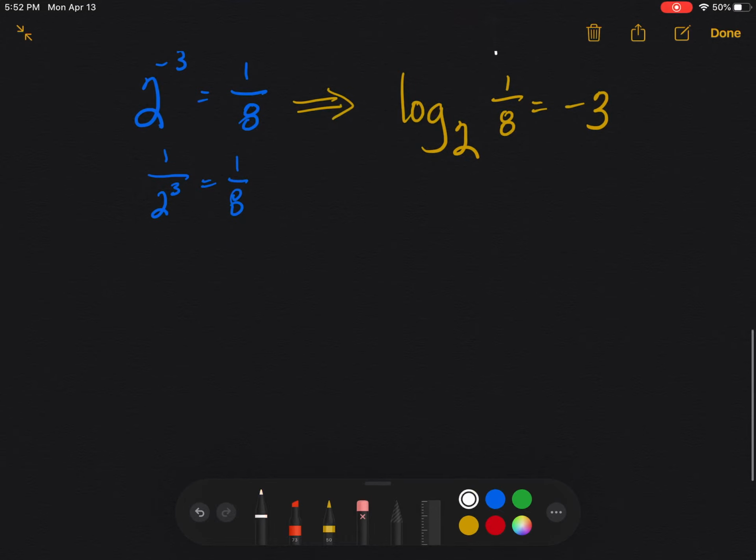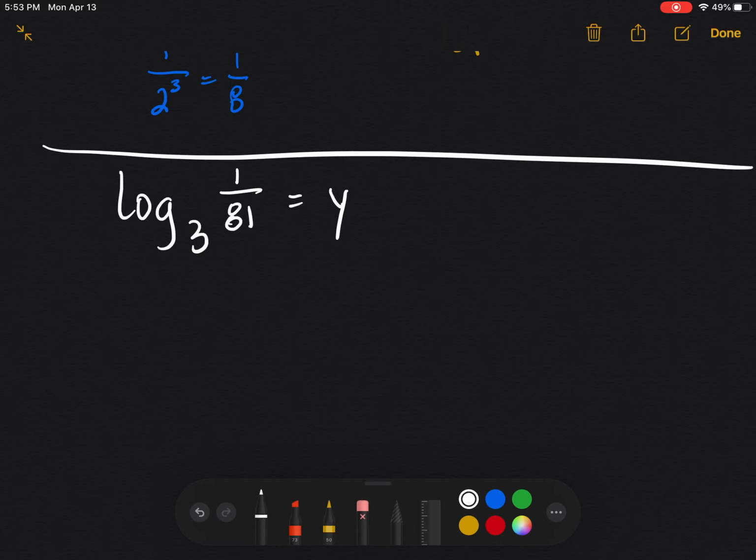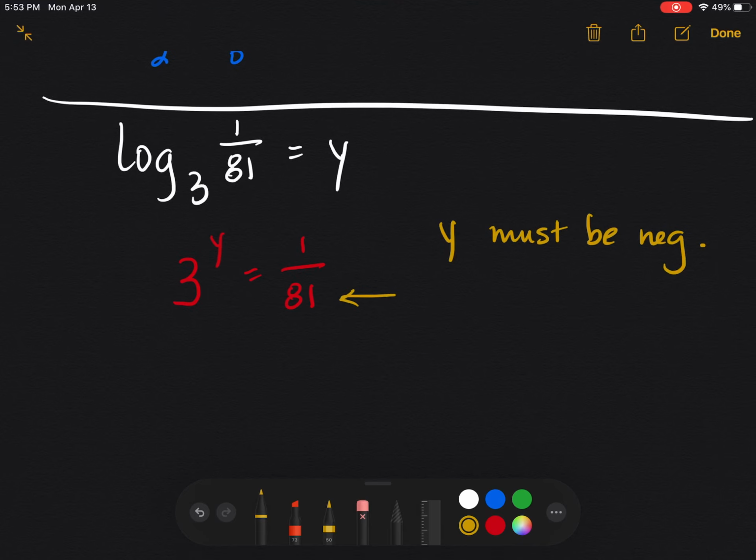Now, here's another one that might trip you up a little bit. We're going back to the other form now. If I gave you log base 3 of something is 1 over 81, evaluating this would mean, what is it going to be? Well, the best way to do this is to write it in exponential form. So we're going to write 3 to the what power equals 1 over 81. That turning into a fraction tells me that y has got to be a negative number. Y must be negative because I had to put this number into the basement.